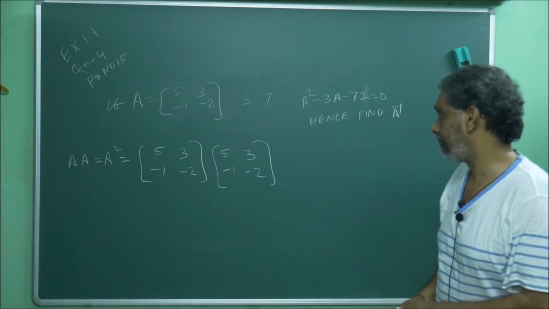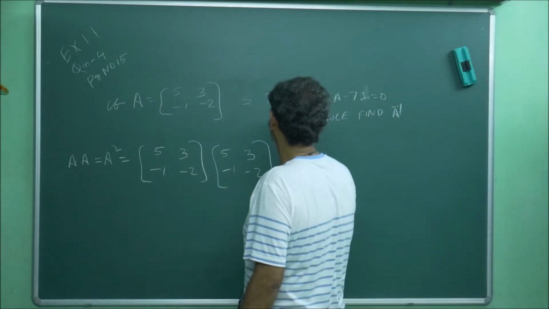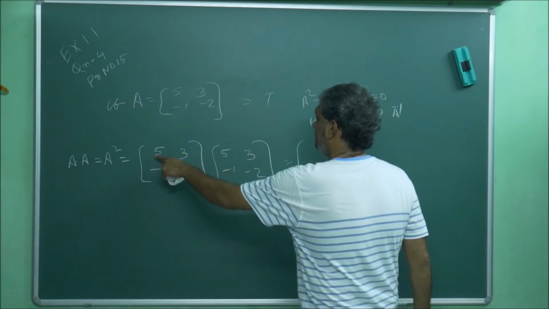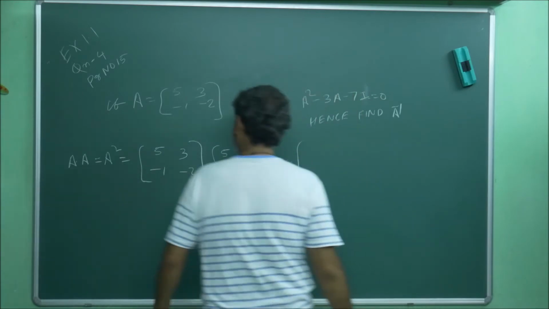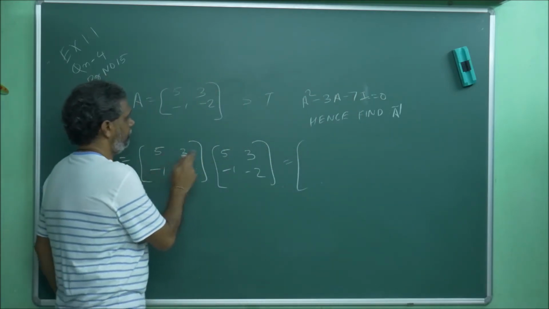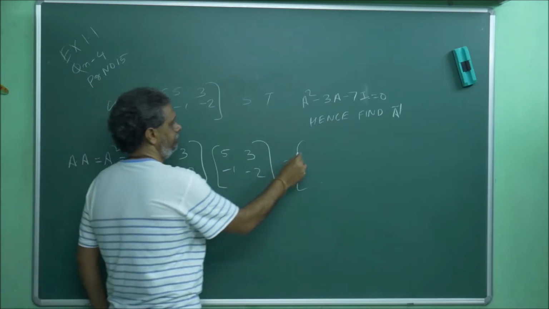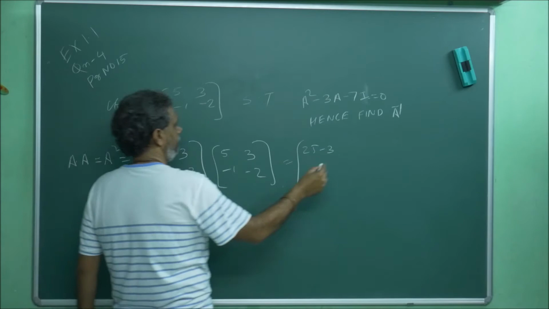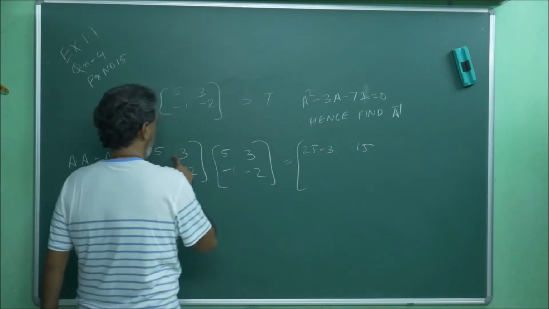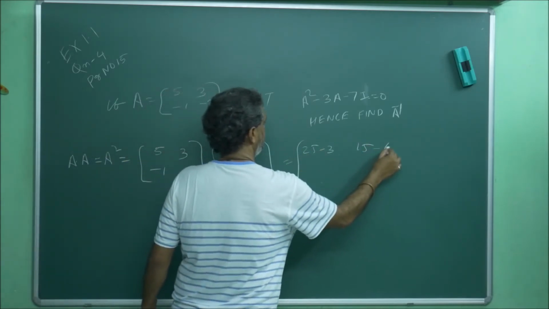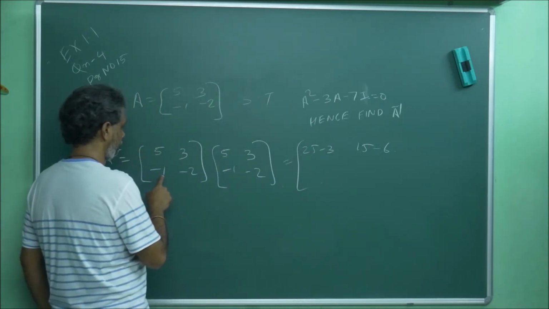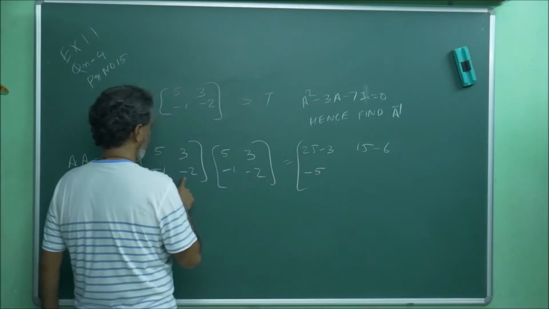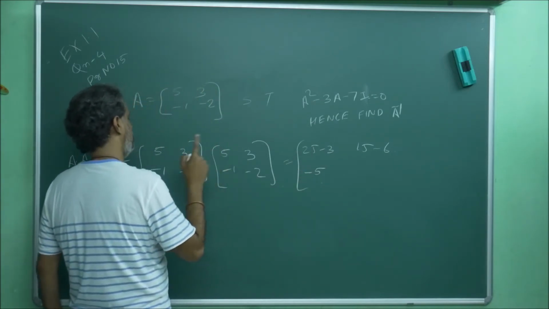Now first row, first column. The first row is this, the first column is this, then multiply. What will you get? 5 into 5 is 25, minus 3. Then 5 into 3, 15. 3 into minus 2, minus 6. Then minus 5. Minus 2 into minus 1, that is plus 2.